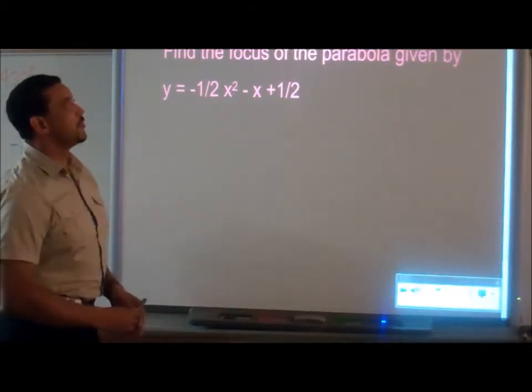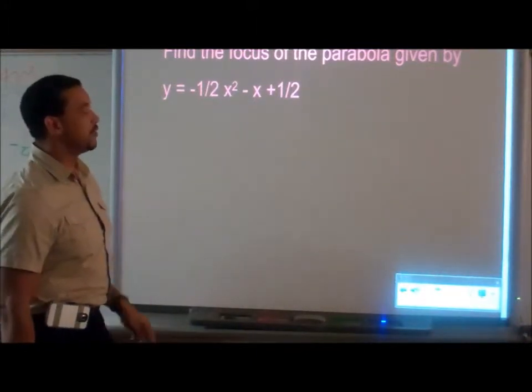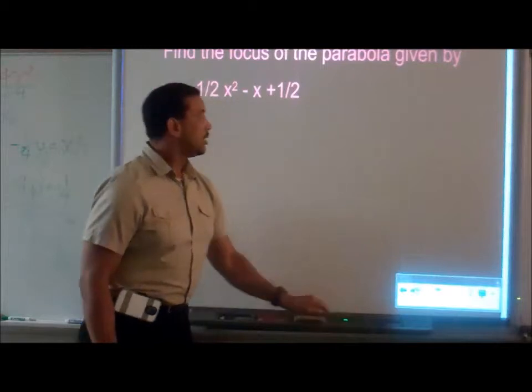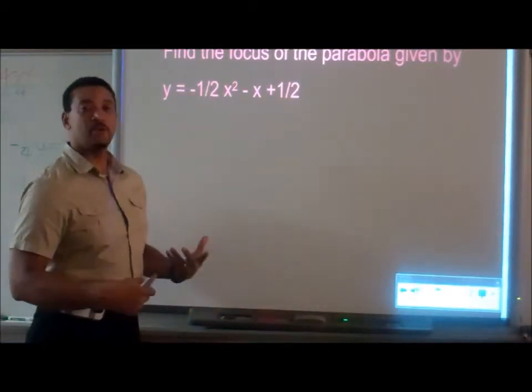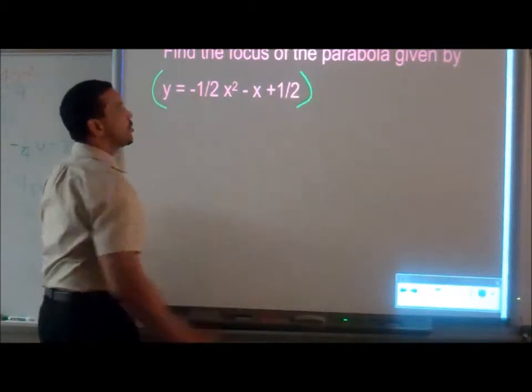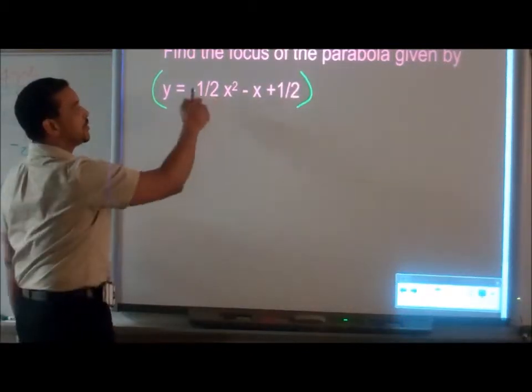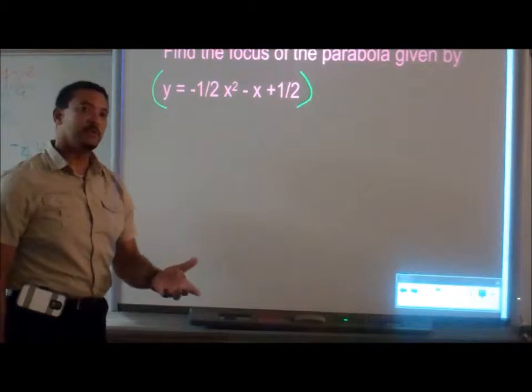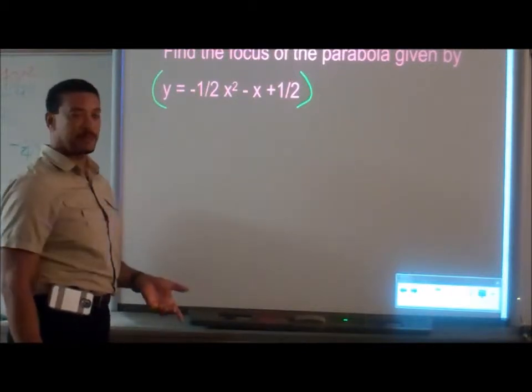Now with this one, we want to find the focus given the equation of the parabola already. Now a little bit more work here. We come back to our old friend, completing the square. So first thing we want to do is get our squared term by itself, which means we got to get rid of this negative 1/2, which, if you remember, to get rid of any fraction, we multiply by the reciprocal.